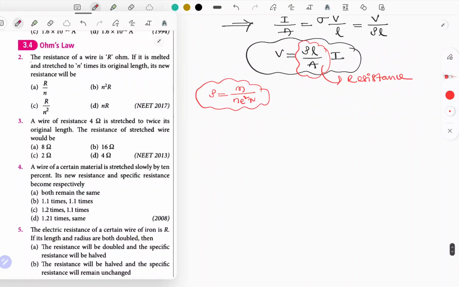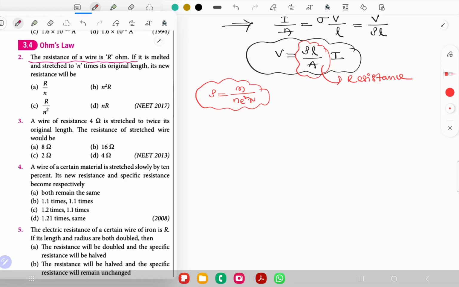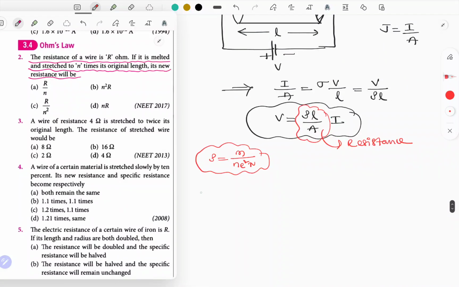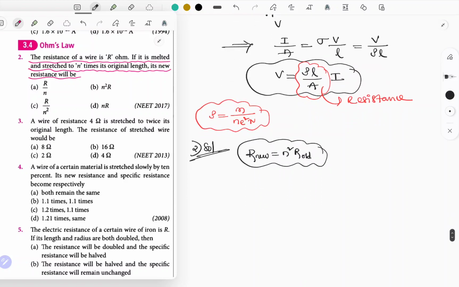Let's solve numericals. The resistance of a wire is capital R. If it is melted and stretched to n times its original length, the new resistance of the wire is? Generally, whenever a wire is stretched or compressed by n times, the formula for the new resistance of that wire is R new is equal to n square times R old, the previous value. So how is this n square times the previous value?